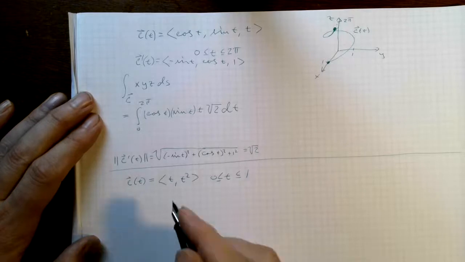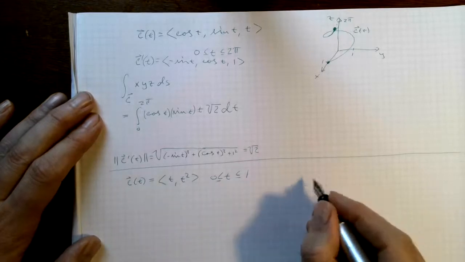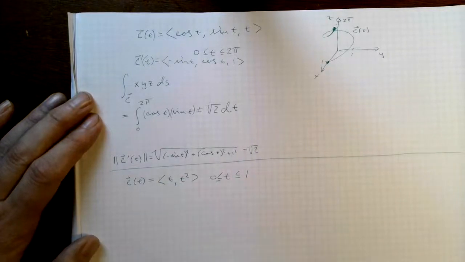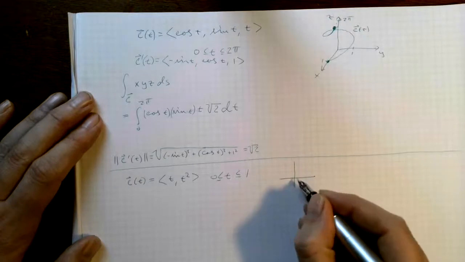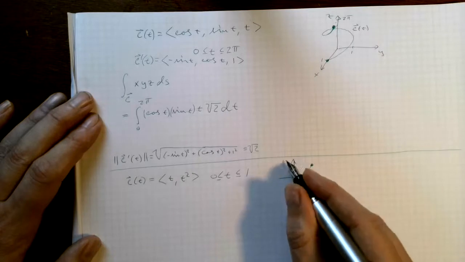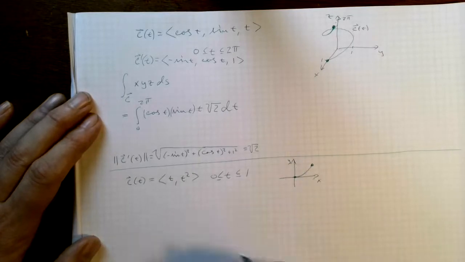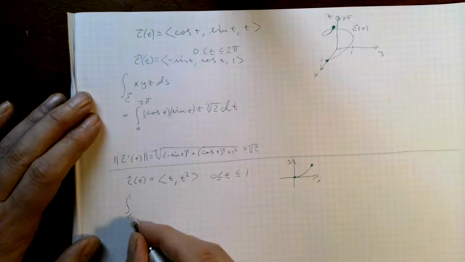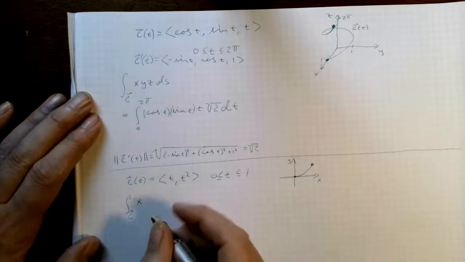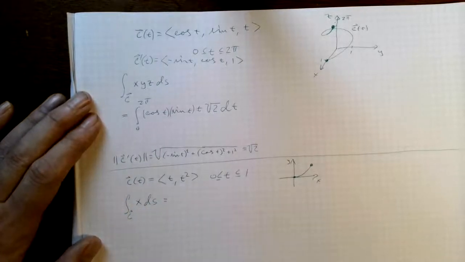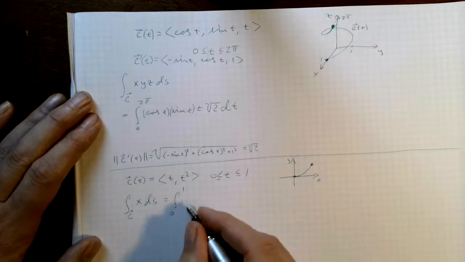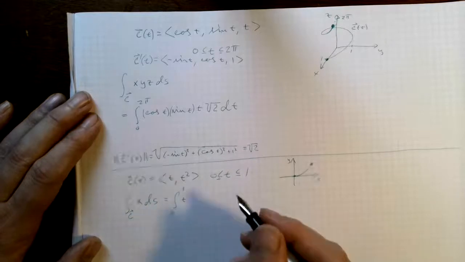Now, what is this? This is when x is t and y is t squared. So this is really going to be this bit of the parabola over here, right? And let's integrate x ds, why not? Well, we just plug in, x is t.